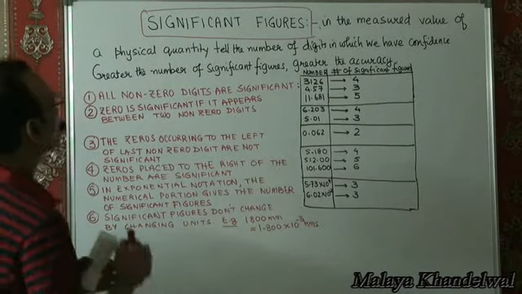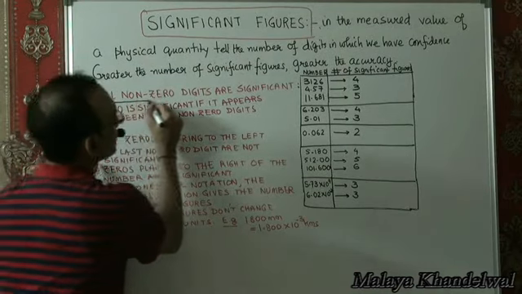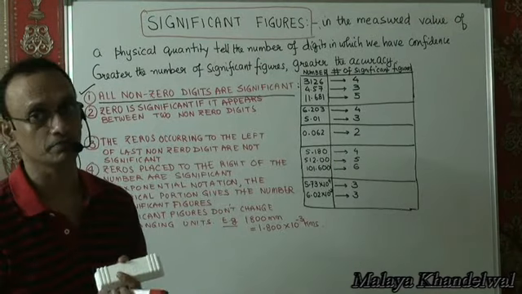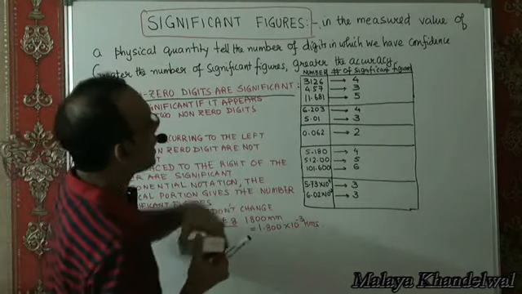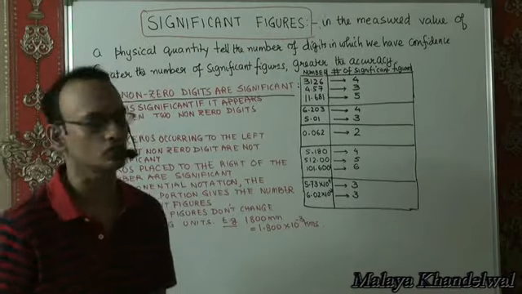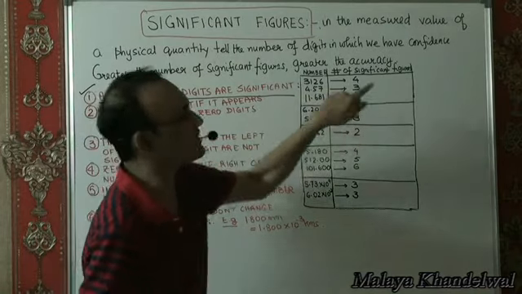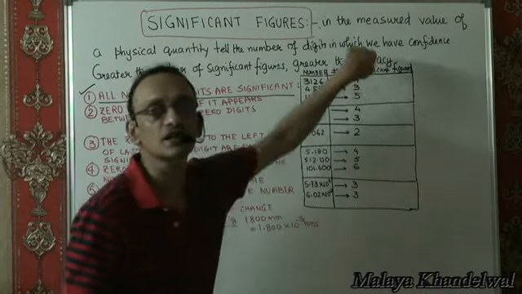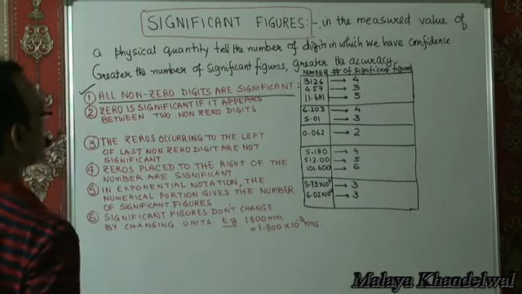So, the first rule is all non-zero digits are significant. All non-zero digits are significant in a number. Let's look at these examples. These are outcomes of measurement of different physical quantities. 3126, all non-zero. How many significant figures here? 4. 4.57, how many significant figures here? 3. 11.681, 5. These are all non-zero digits and they constitute part of the number of significant figures.